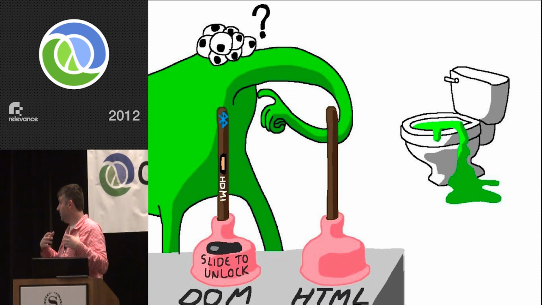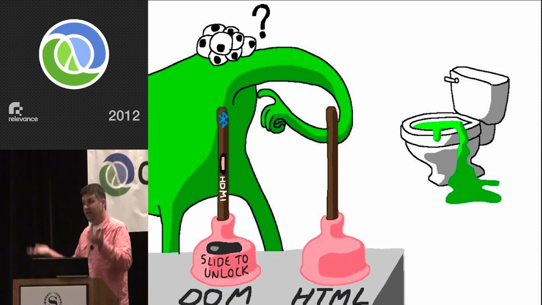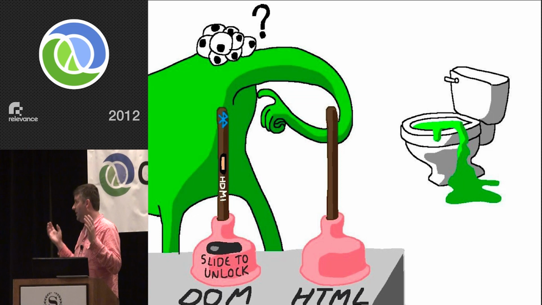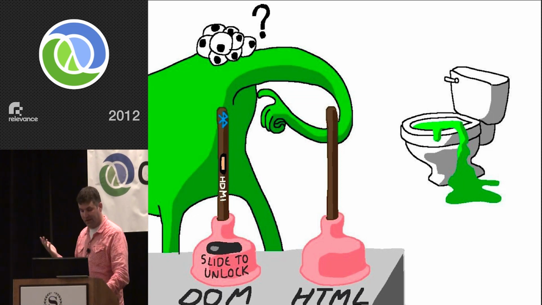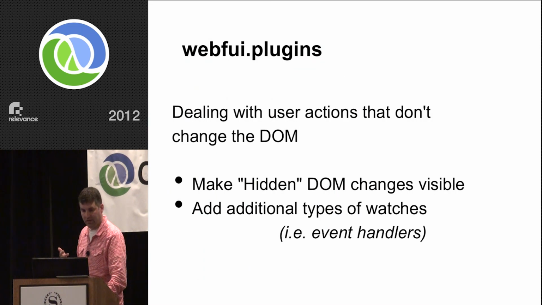So with this type of model I'm showing, since we're trying to avoid working with the DOM, we have to lift items that are only available in the DOM into the regular HTML so that you can modify them directly. And so that's one thing that you can do with plugins.